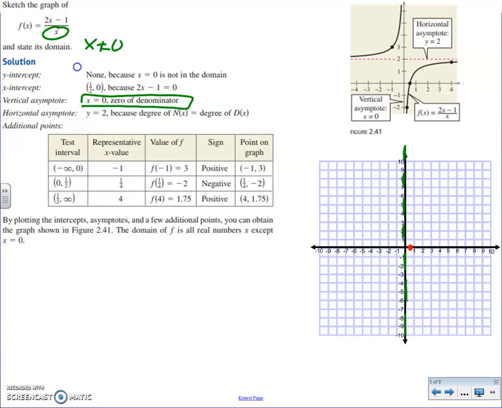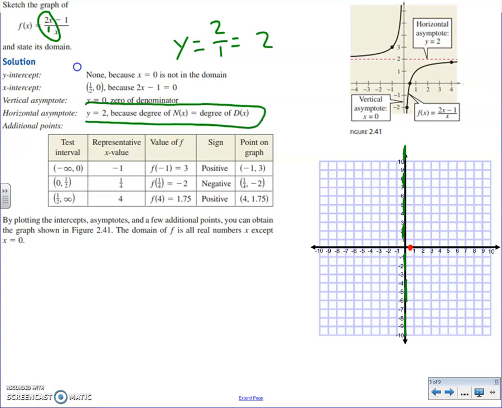All right, horizontal asymptote. We look at the degree. The top is 1, the bottom is 1. So we're going to divide. So we're basically looking at 2x divided by x. But really, this is 2 divided by 1. 2 divided by 1 is 2. So that's why y equals that line. y equals 2 is our horizontal asymptote. So I'm going to draw that.